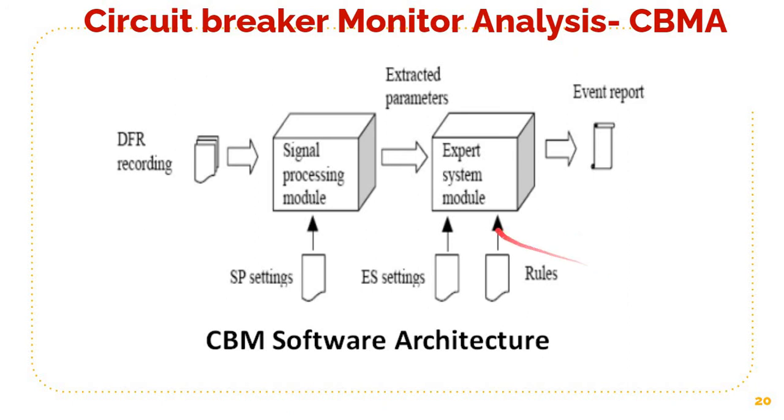Another picture: the DFR recording comes from outside, gets signal processed, and the extracted parameters are fed to an expert system, and any expert system will have some expert system settings and a set of rules, and depending on these rules and settings, the expert system will produce an event report.